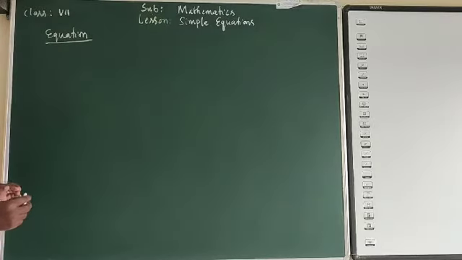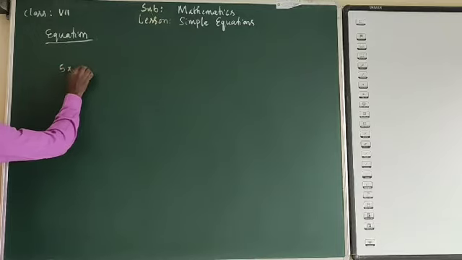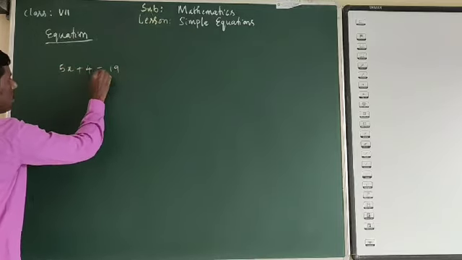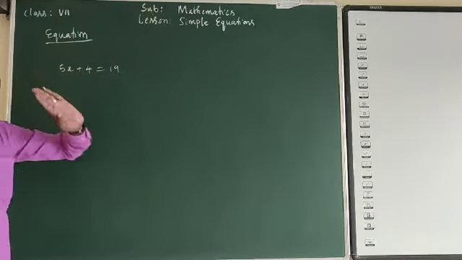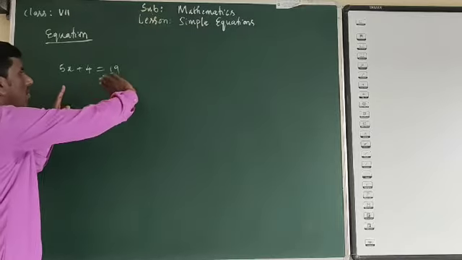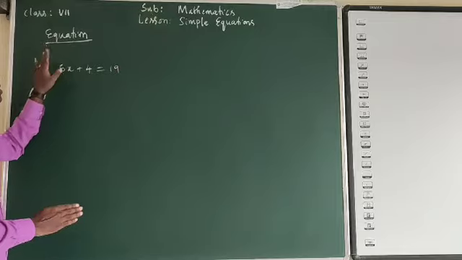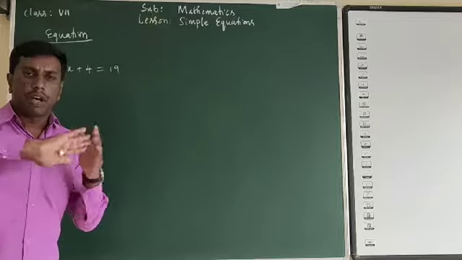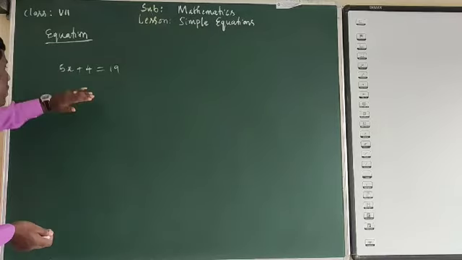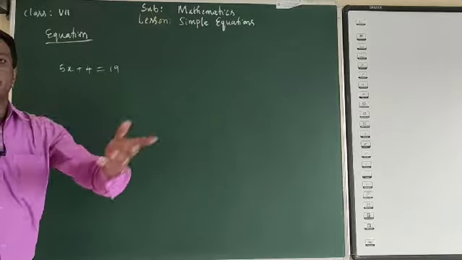Say in the previous example, 5x plus 4 is equal to 19. At least one of the two sides must contain a variable, so in an equation at least one of the expressions, either in the LHS or in the RHS. Usually the RHS part will not be an expression. Only the LHS part will be an expression. The RHS is some fixed value, right?